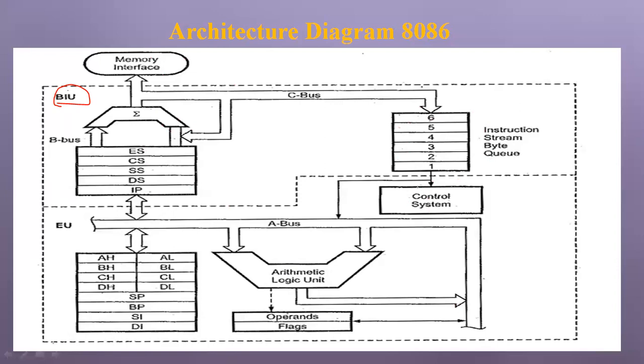After decoding, the execution part can be divided into 4 general purpose registers, 4 special purpose registers, the arithmetic logical unit for execution, operands, and the flag register. We will discuss each and every topic.